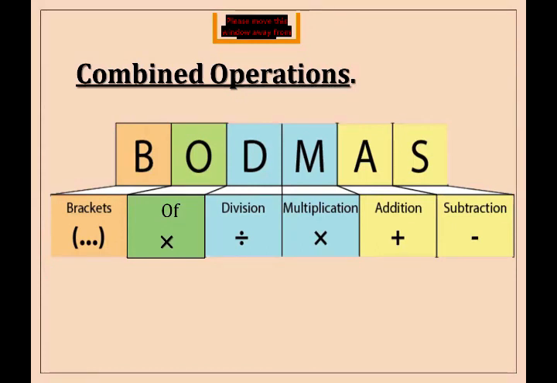BODMAS is also a rule. We have to follow it. Here we have the combine operation, which is BODMAS. B stands for brackets. We already know all kinds of brackets from our previous slide. Then we solve Of, which means multiply. Then we solve D, which stands for division. This is a division sign. Then we solve multiplication. There is a multiplication sign. Then we solve addition. There is an addition sign, and then we solve subtraction. There is the subtraction sign.